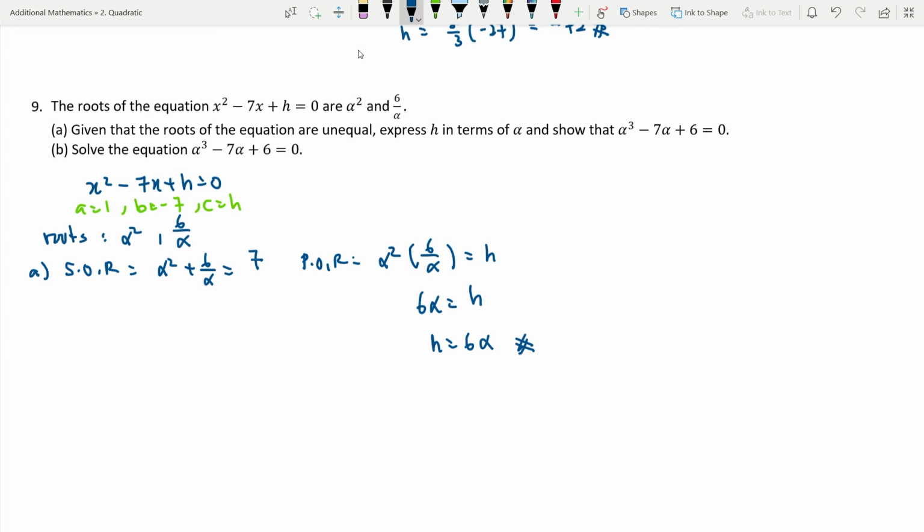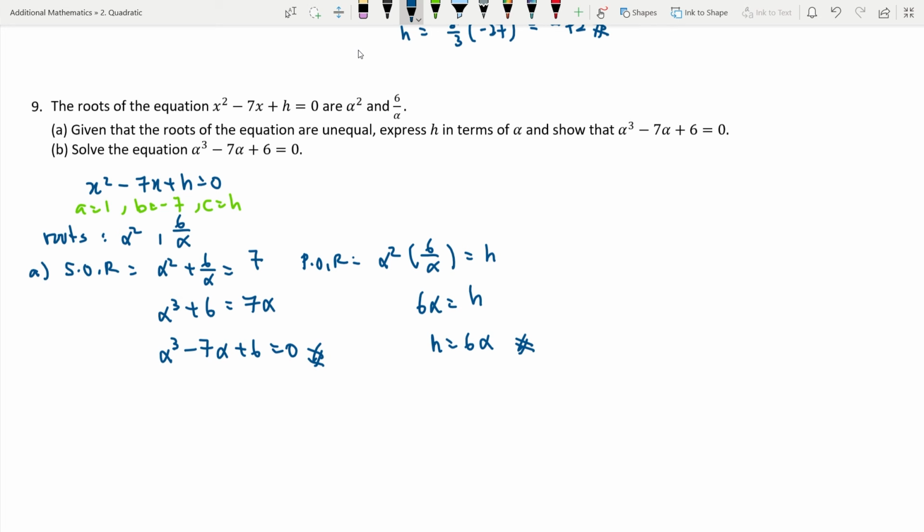For the sum of roots, we simplify it by multiplying the whole equation by alpha. Alpha cubed plus 6 is equal to 7 alpha. We rearrange it, and we get alpha cubed minus 7 alpha plus 6 is equal to 0, hence shown.